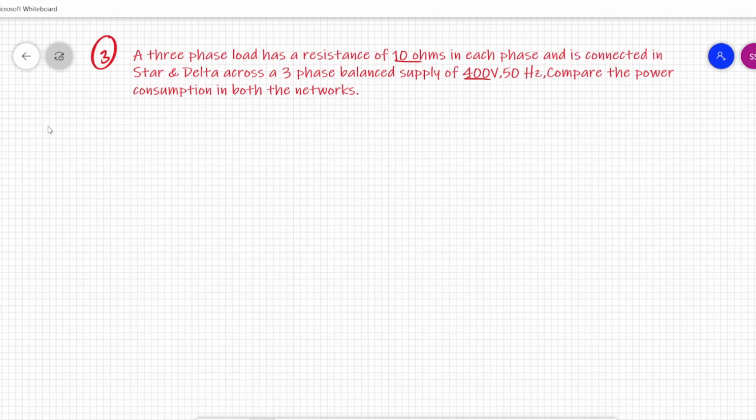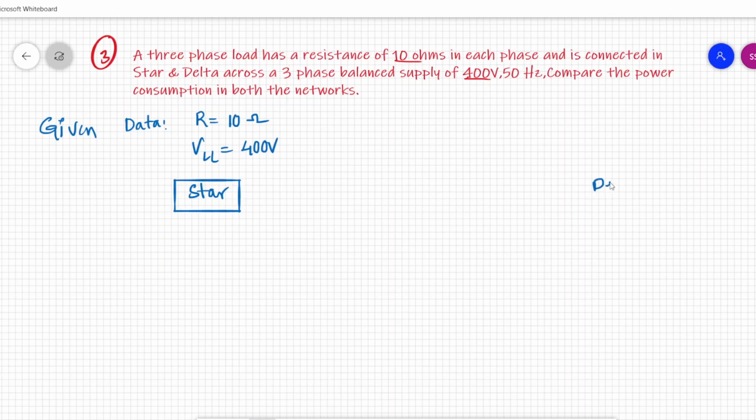Okay, so let us write down the given data. The resistance in each phase is 10 ohms and the three-phase line-to-line RMS voltage is 400 volts. Then we have to find the power consumption in star network and delta network. Then we need to compare the results, right?